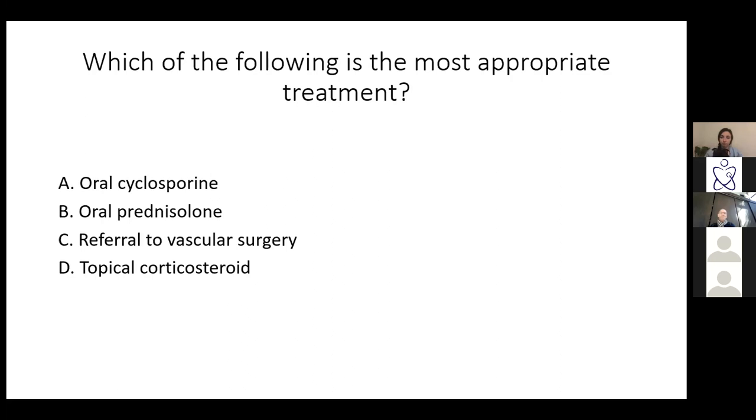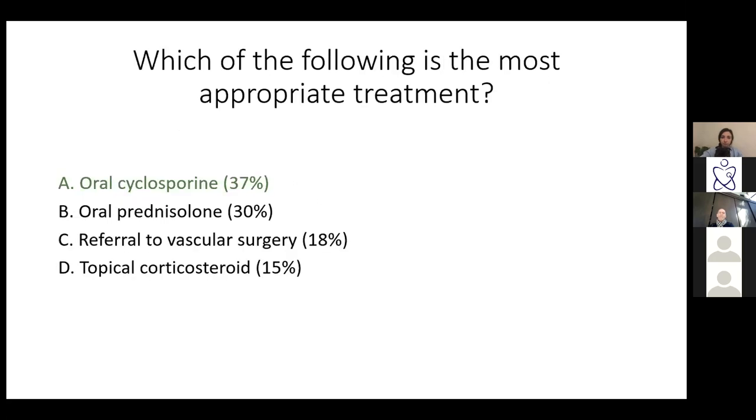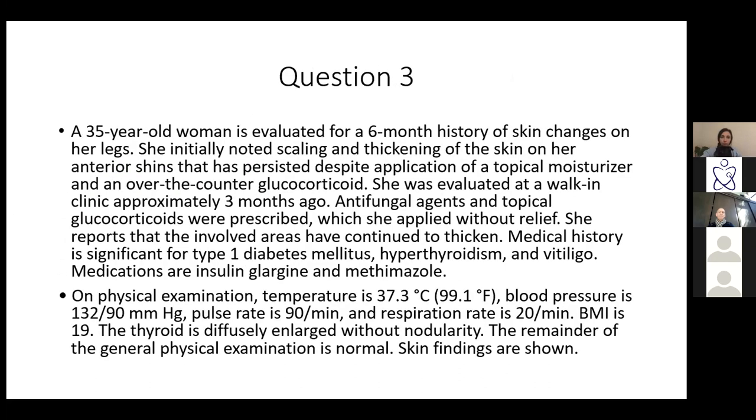All right. Again, test questions versus real life. I think it's good to discuss that. But as Dr. Colven said, they preferred cyclosporine here in the setting of diabetes. Okay, any last comments?